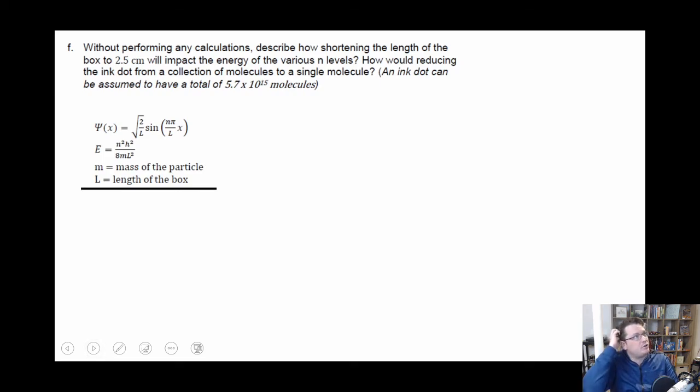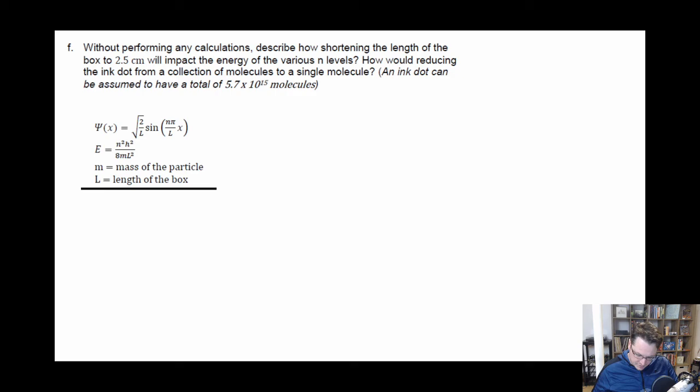All right, so the last part of the problem is, without performing any calculations, describe how shortening the length of the box to 2.5 centimeters will impact the energy of the various n levels. How would reducing the ink dot from a collection of molecules to a single molecule? And so the way to think about it is, you don't have to do any calculations. You just know that if you're going from 10 centimeters to 2.5 centimeters, you're cutting the length of the box down to a fourth of its original size.